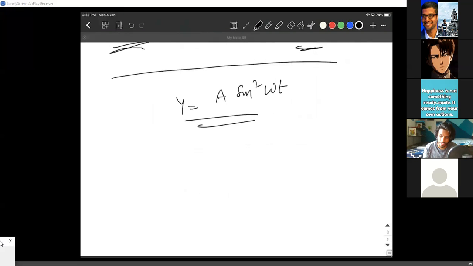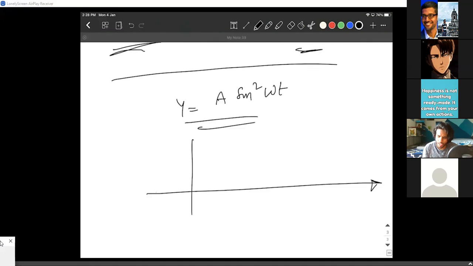Yes, sir, it will go. It won't go to the negative side. Okay, so first of all, it's like x square, not x. Are you saying the sine square theta graph will be like this? Yes, sir. There will be no negative.